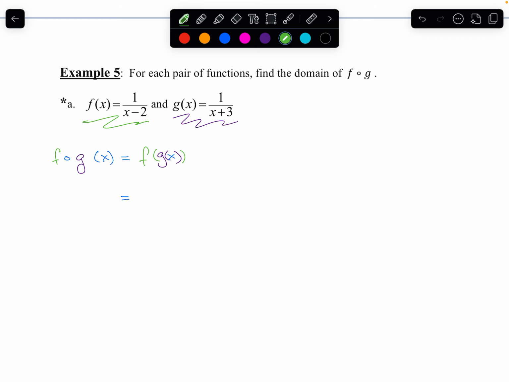So our outer function is 1 over, and then we're going to put a nice big parenthesis there, then minus 2. And in the parentheses is where we're going to put g of x, 1 over x plus 3. All right. So we're going to go ahead and find that LCD because it's a complex expression. So for this LCD, it's easy to just multiply top and bottom by x plus 3. So that's what I'm going to do.